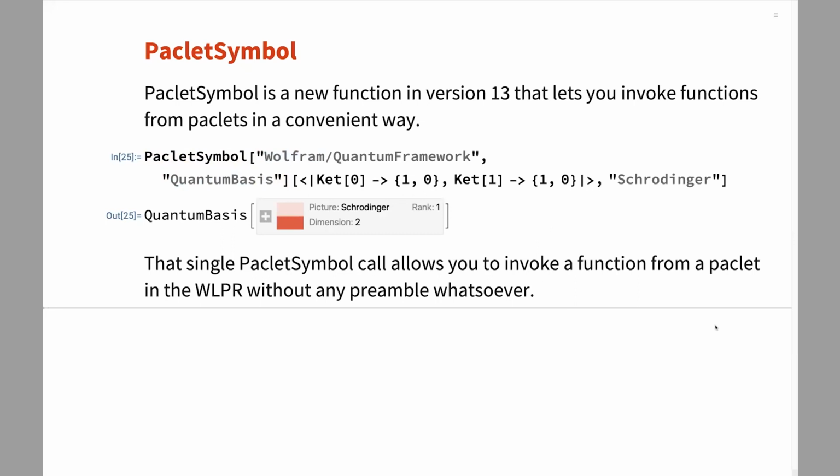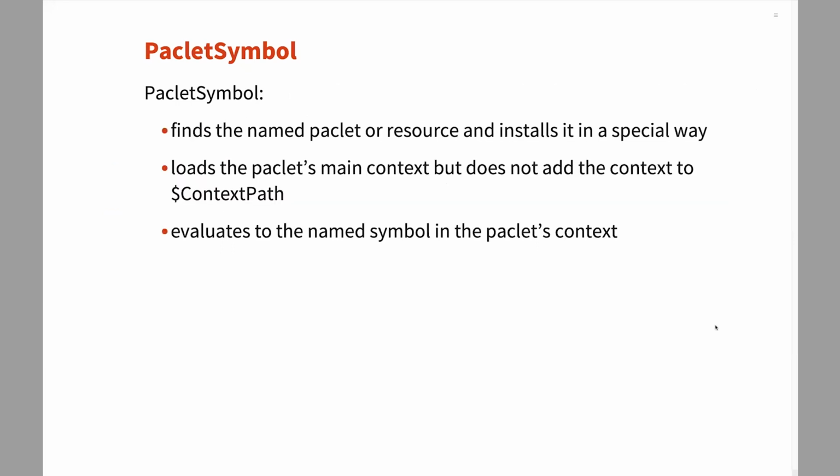So this single Packlet Symbol call lets me call this function without doing anything other than executing that one line. Packlet Symbol finds the Packlet resource and installs it in a special way. It loads the Packlet's main context, but does not add the context to context path. And then it evaluates to the actual name of the symbol. So Packlet Symbol does a couple of things for you. It finds and installs the Packlet if necessary. If the Packlet's already installed, it doesn't have to do that. And it also loads the Packlet's main context, but does not put it on context path.